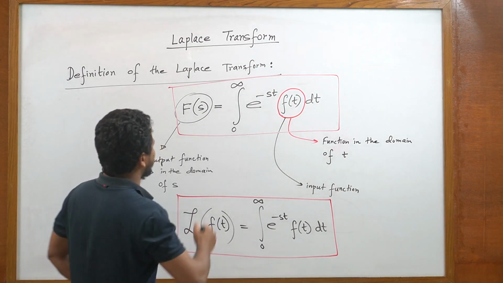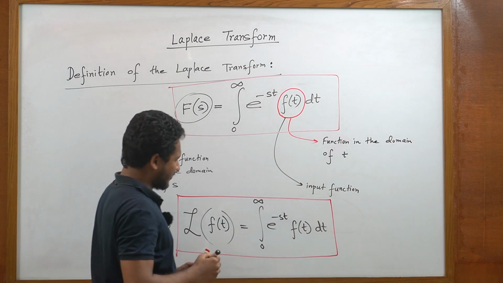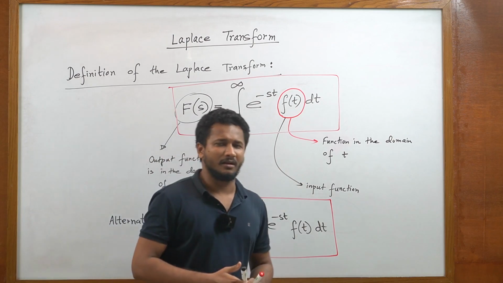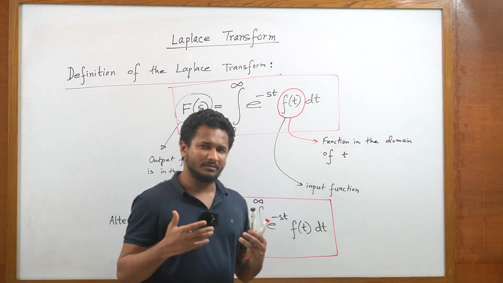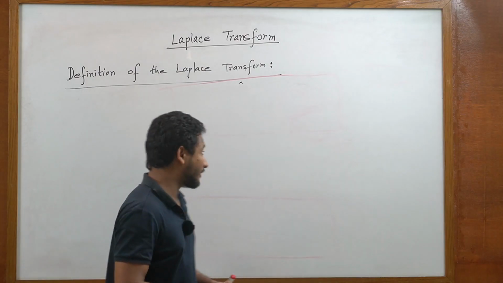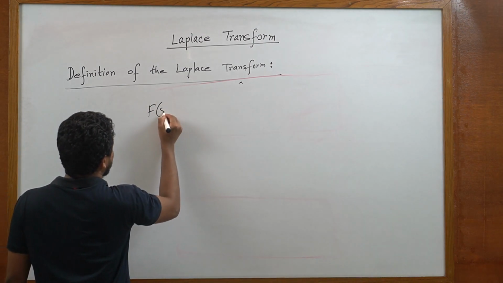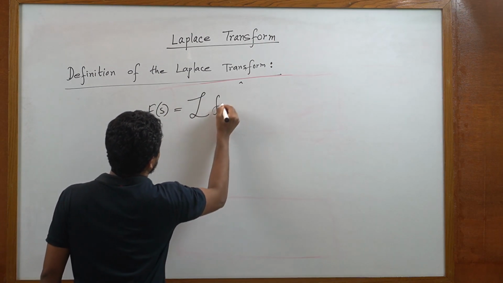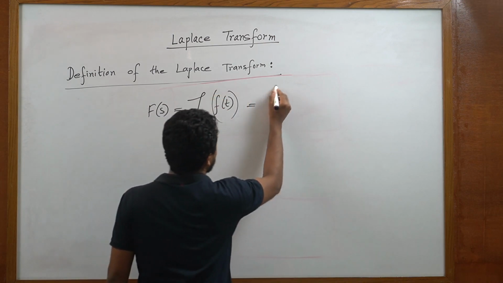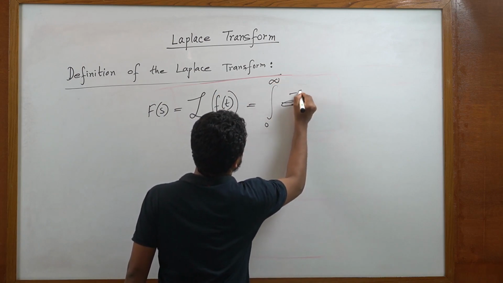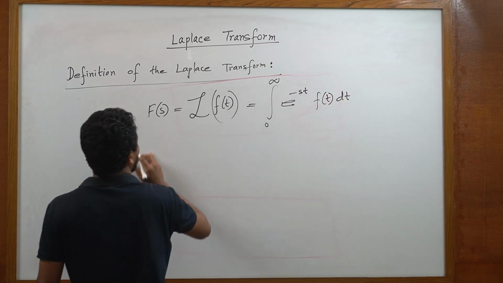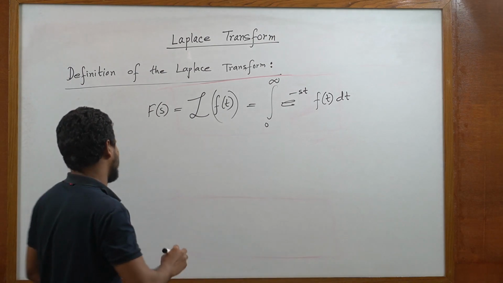Now in some books s is not used. A, B, C, various symbols are used in some books in place of s. So we can conclude that F of s equals Laplace of the function in t domain equals the integral from 0 to infinity of e to the minus st f of t dt. Okay, now example.